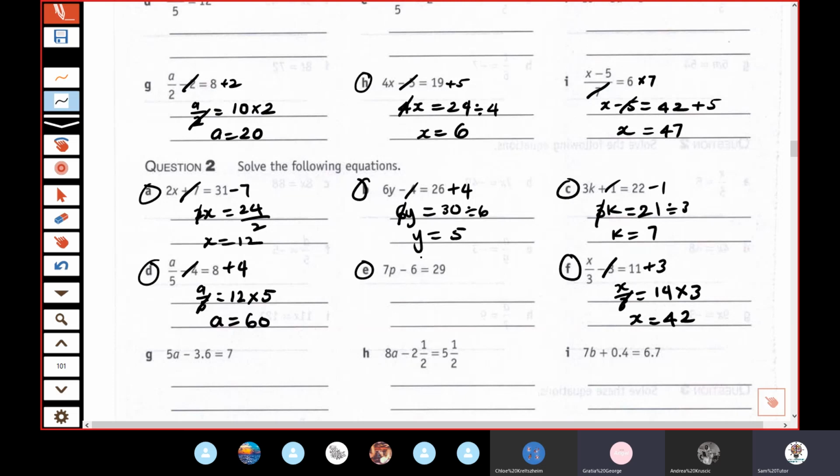And last one here, obviously plus 6, so 7p equals 35, which means p equals 5.